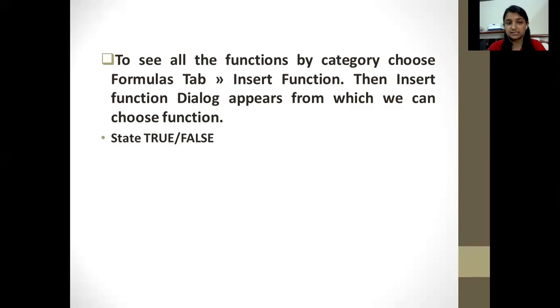The question says: to see all the functions by category, choose the Formula tab, then Insert Function, then the Insert Function dialog appears from which we can choose a function. Is this step appropriate or not? What do you think? Take a few seconds and think about it.